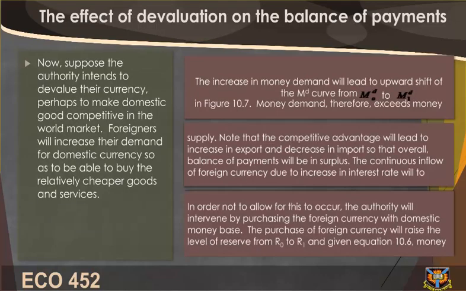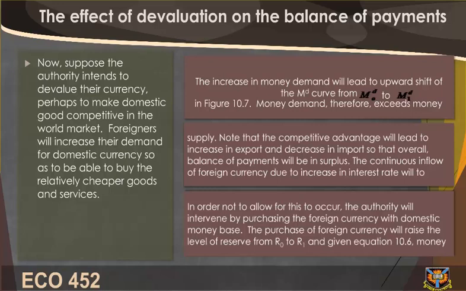The effect of devaluation on the balance of payments. Now, suppose the authority intends to devalue their currency, perhaps to make domestic goods competitive in the world market. Foreigners will increase their demand for domestic currency so as to be able to buy the relatively cheaper goods and services. The increase in money demand will lead to an upward shift of the MD curve, in figure 10.7. Money demand therefore exceeds money supply.